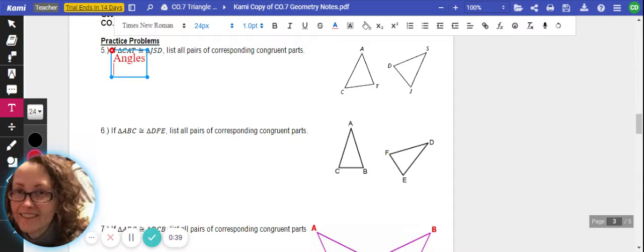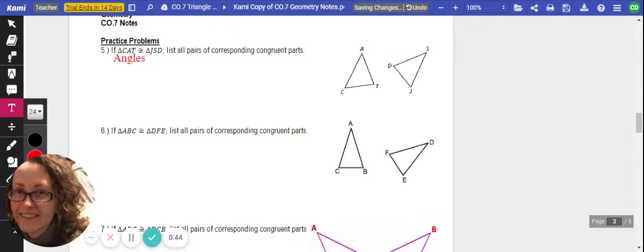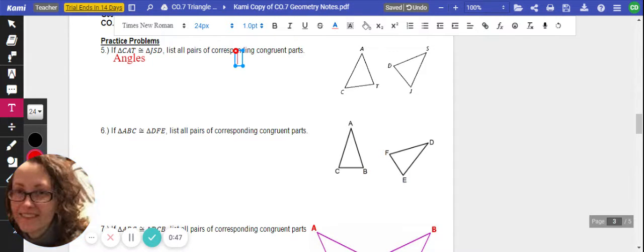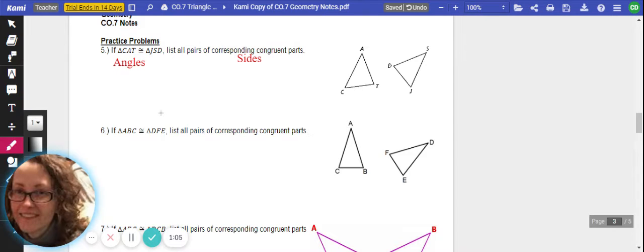And we're going to look at all of the angles first that are corresponding and congruent in these two triangles. And then we're going to look at all of the sides that are corresponding and congruent. So the trick to do this, as far as I'm concerned, is that if my triangles are two separate triangles, I don't even ever look at the triangles themselves. The only thing that I look at is this notation up here.